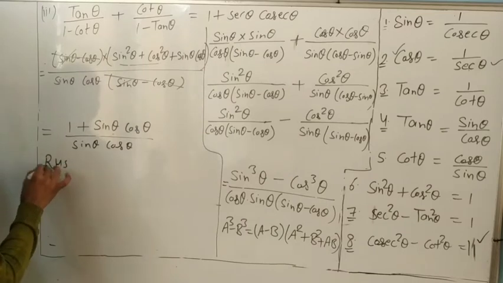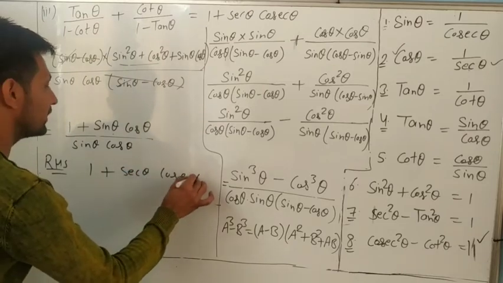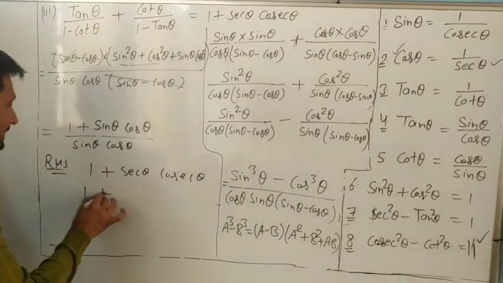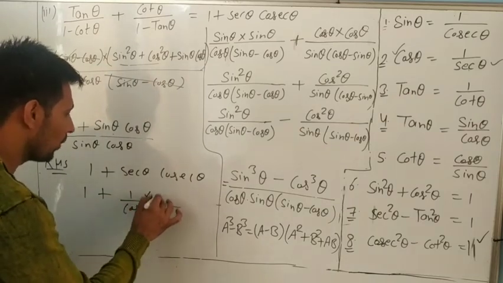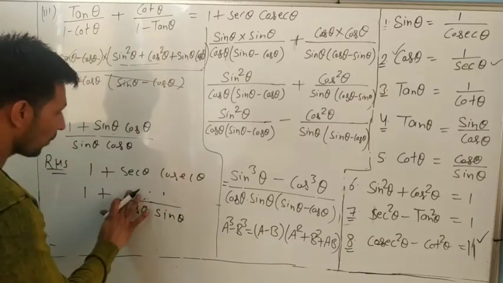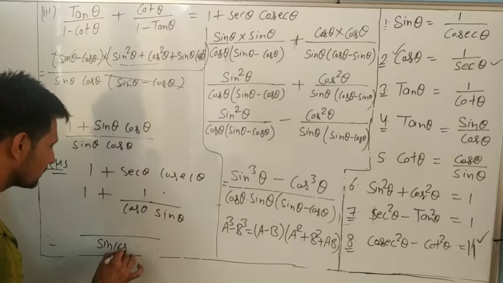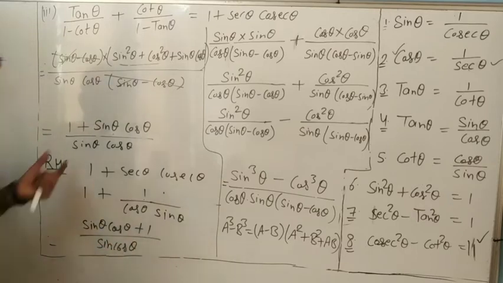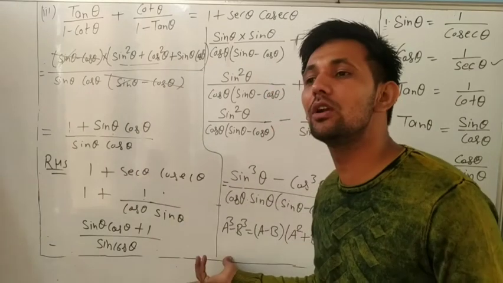RHS. Okay, what is RHS? 1 plus sec theta cosec theta, because our motto is that left hand side equals right hand side. So 1 plus sec theta, what can you write? 1 upon cos, and it is 1 upon sin theta, dear. Okay, dear. 1 into 1, 1. Taking LCM. What is LCM? Sin theta cos theta. 1 into sin theta into cos theta plus 1. Yes, 1 plus sin theta cos theta. It is equal or not? After that you can write left hand side equal to right hand side.